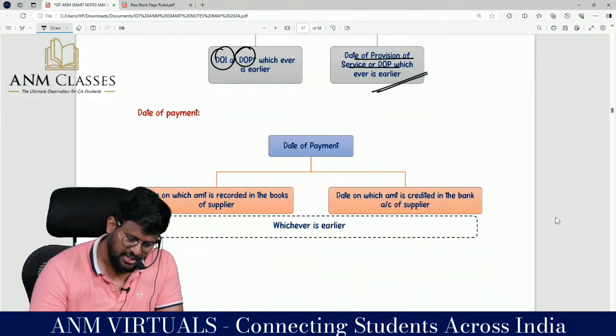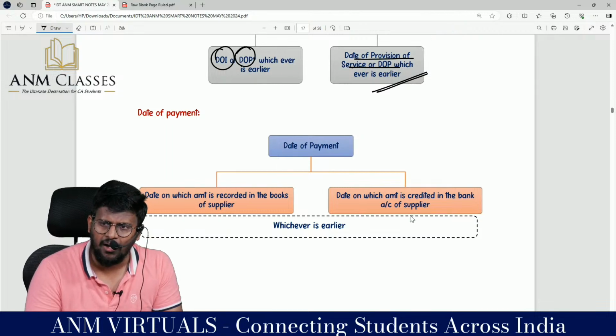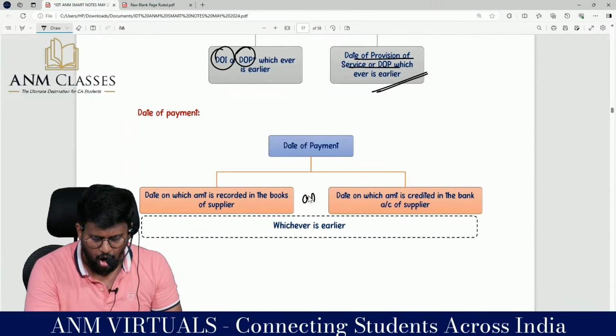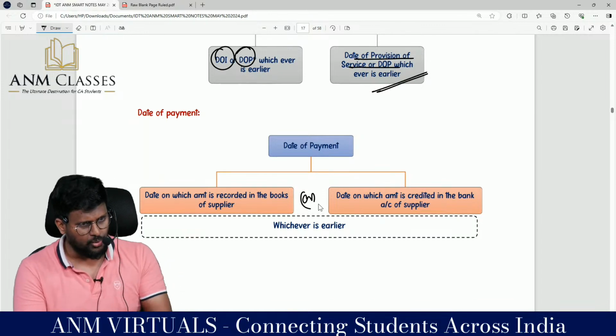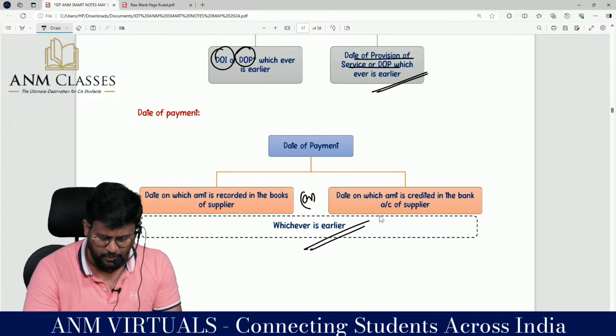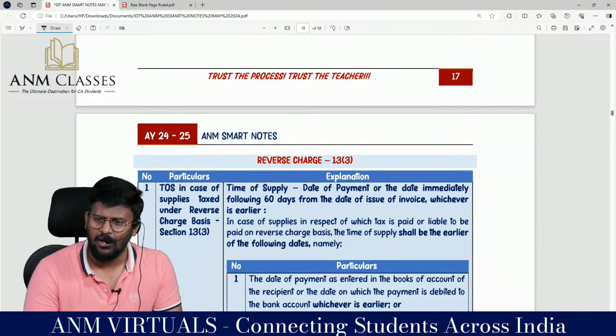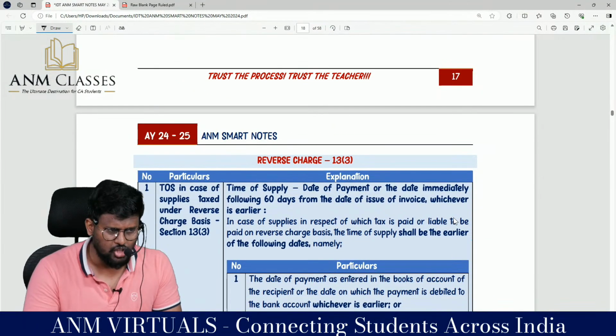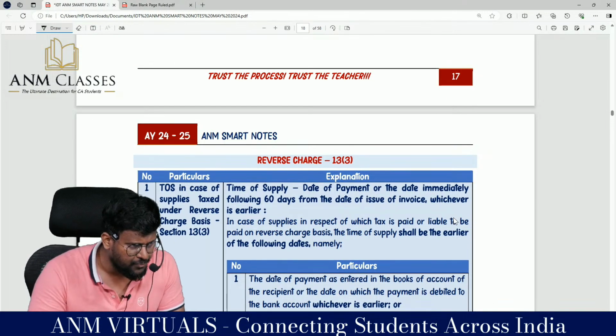Right? Is there a definition for date of payment? The date on which the amount is recorded in the books of accounts of the supplier, or the date on which the amount is credited in the bank account of the supplier, whichever is earlier. Comfortable? Here, is the notification applicable or not applicable? Not applicable, because the notification is applicable only to the goods, and the notification is not applicable to the services.